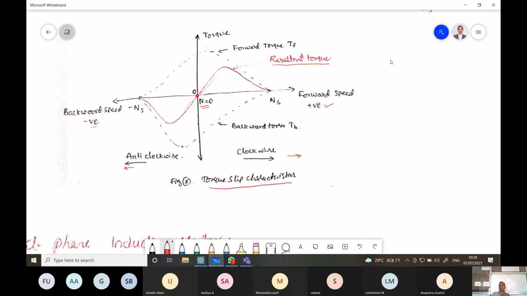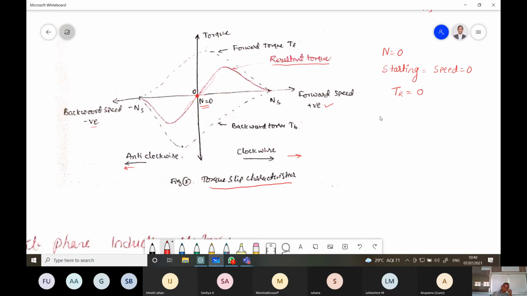This is the torque slip characteristics of a single phase induction motor. From this curve we can conclude that n is equal to 0. When do we get n equal to 0? N equal to 0 means it is at the time of starting, right? At the time of starting, speed is 0, and in this case the torque is also 0. The resultant torque here is also 0.